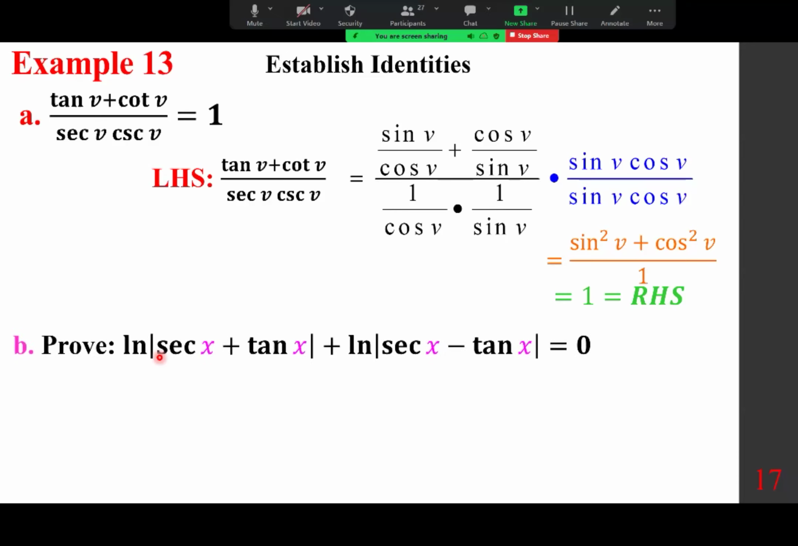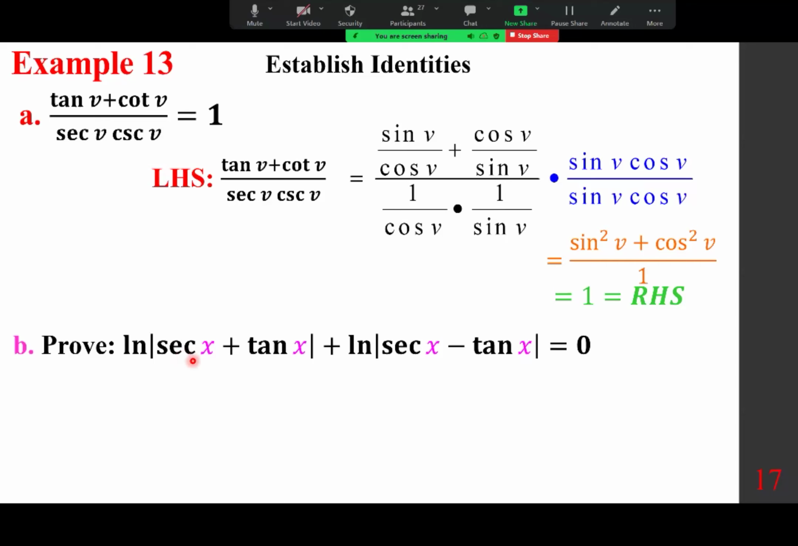Prove ln of secant x plus tan x plus ln of secant x minus tan x equal to 0. And of course, they are in an absolute value because logs must have an argument which is positive. That's why they put it in an absolute value. So we keep the absolute value. So ln of absolute value of what?